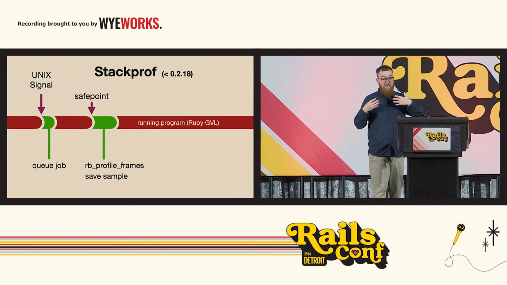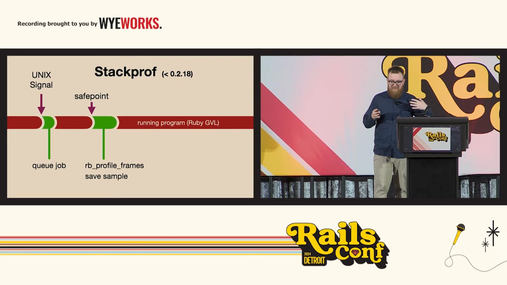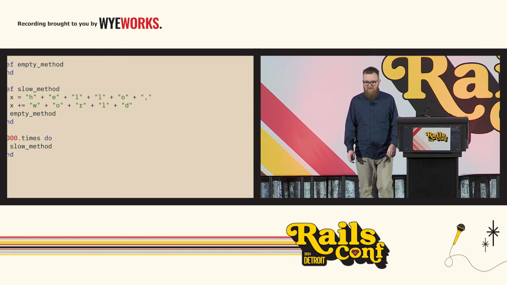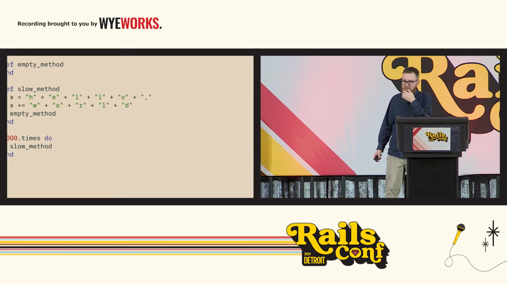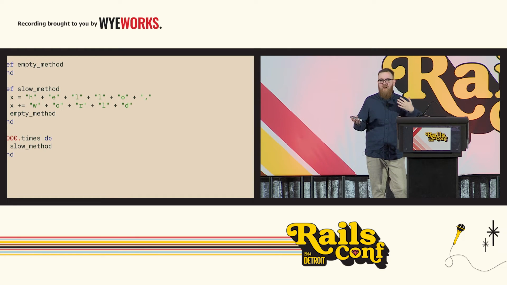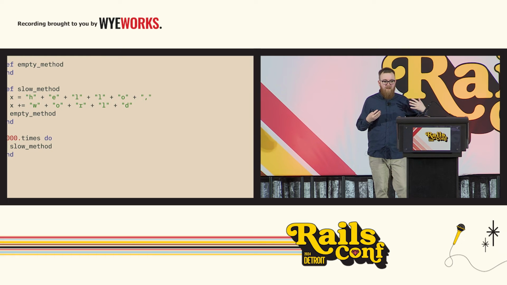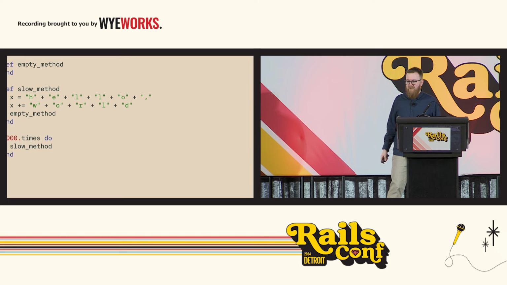And this works fairly well. It does great with the weird sleeping loop we had before, but it has its own problems. So here's an example program I've made where we have an empty method and a slow method. The slow method does a bunch of string operations just to waste time, and then calls into the empty method. So we'd expect from this that our slow method would be blamed for most of the time, and our empty method is probably quick if we spend any time in there at all.